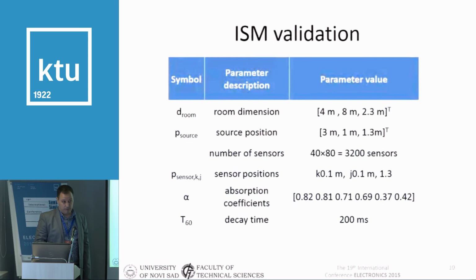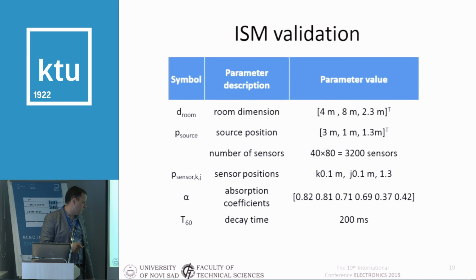So to validate our image source modeling, we set up a virtual room. So one of the imaginary rooms just defined with a bunch of coefficients. So we put one source and 3,020 sensors in the room, which is not feasible at all, but in simulation we can do it, so we can have a nice graph. And we are looking at the sound propagation, or actually energy distribution through the room, so that we can see whether the reverberation effect is shown in our simulation.